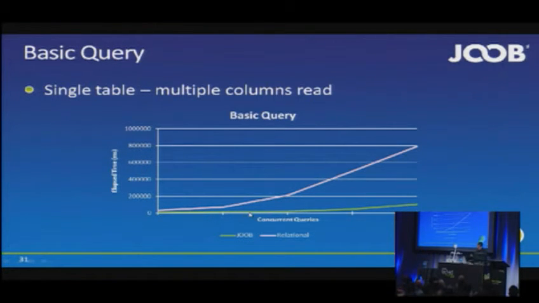The take-home point here is that as we increase the number of concurrent queries, JOOB is scaling better than the relational database. That's very reasonable from all the things I've been telling you, because those queries are being distributed. We are not hammering a centralized resource, so we are dividing as much as we can. That's the result of that. So that's a simple single table query.